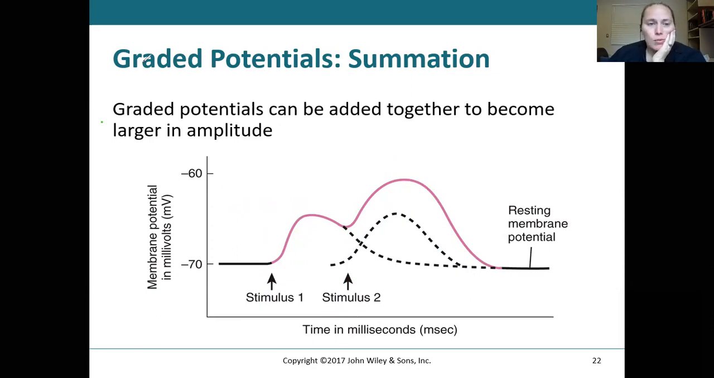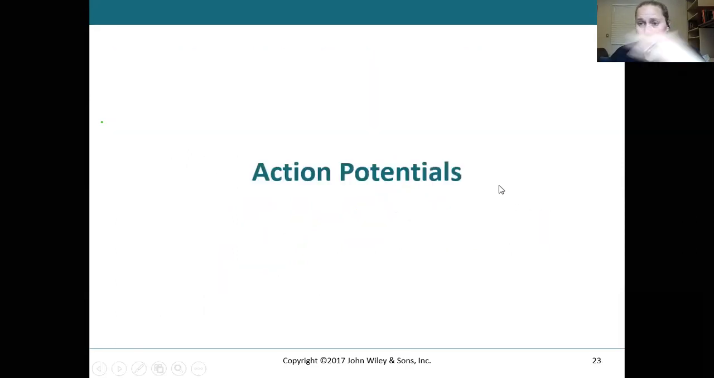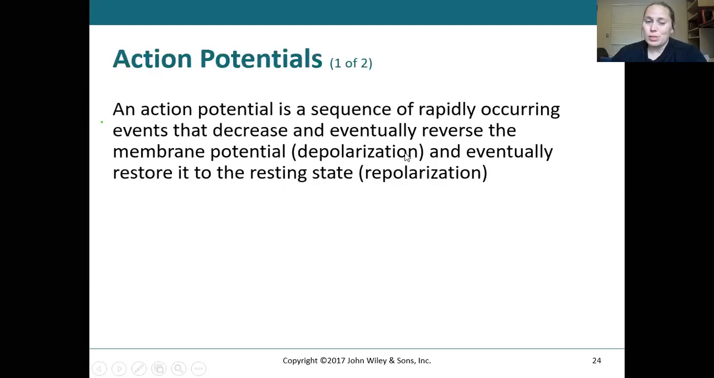Okay, so again, don't get overwhelmed. Ask questions. We'll get to a place where this makes sense. So that's graded potentials. Now let's talk about action potentials. This is how, I don't want to say the majority of the signaling happens, but we're talking about neurons sending messages. Usually action potentials are the thing. So an action potential is a sequence of rapidly occurring events that decrease and eventually reverse the membrane potential, depolarization, and eventually restore it to resting state.